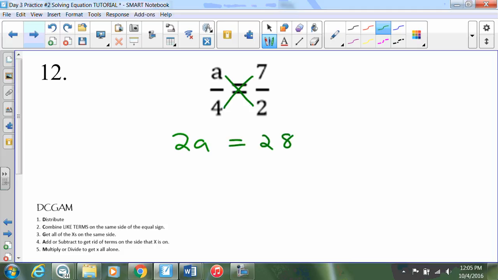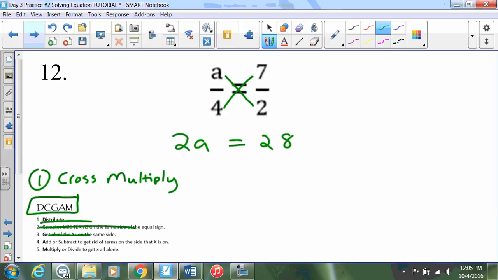And then to solve for a, so note, in DC-GAM, there's no cross multiplying, but as soon as we see that we have a proportion, that's the first thing we do. So this is the one exception to the rule of DC-GAM. When you see that you have a proportion, your first step is cross multiply. And then you can follow DC-GAM. All right, so we can't distribute. No. Our last thing is to divide both sides by 2 and say a equals 14.